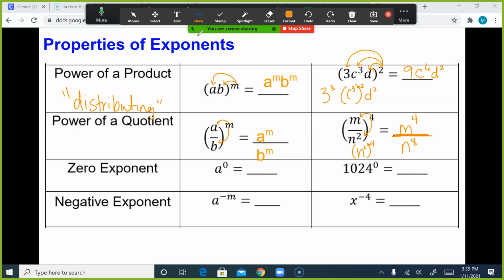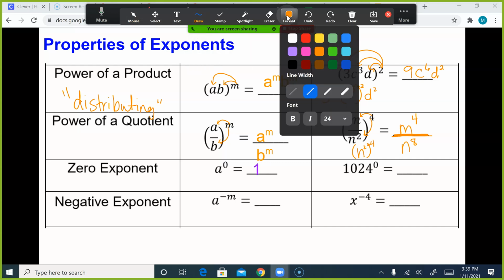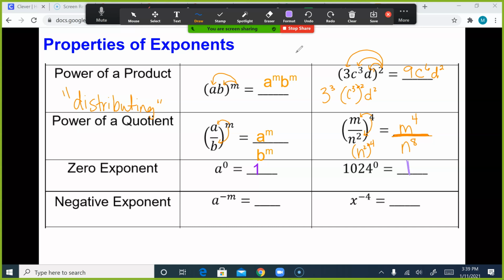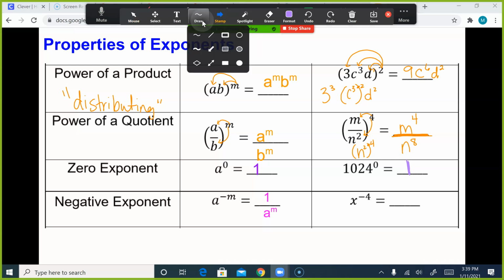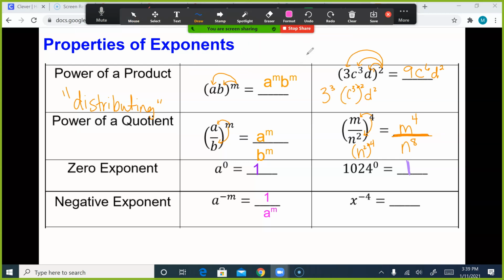Alright, and then the 0 exponent. Anything to the 0 is always going to be 1, except 0 to the 0, but we don't ever do that one. So 1. And then negative exponents are fractions. So it's the reciprocal of whatever you originally had. So here, we have negative x, or x to the negative 4. The negative part means it's going to be 1 over, so you make it the reciprocal, and then you make it a positive.